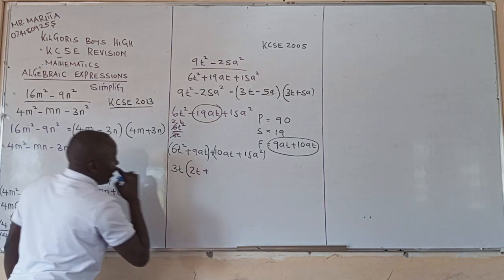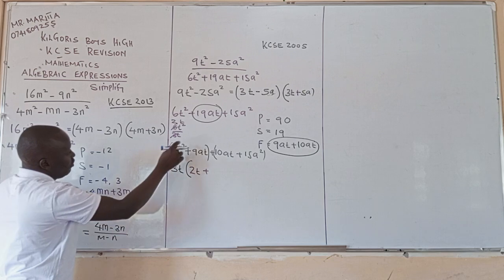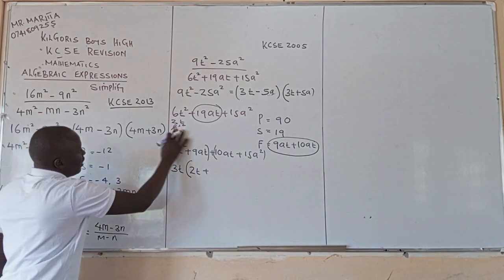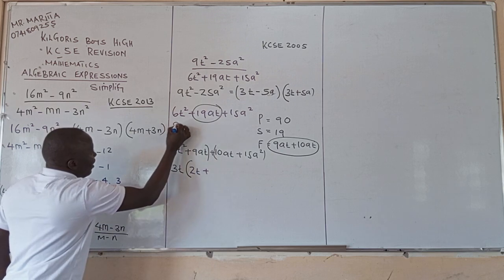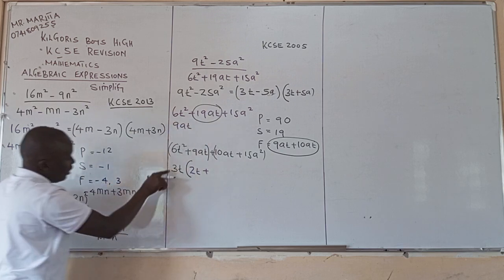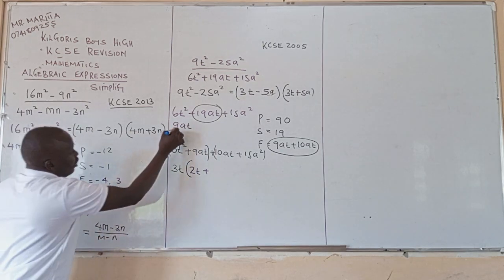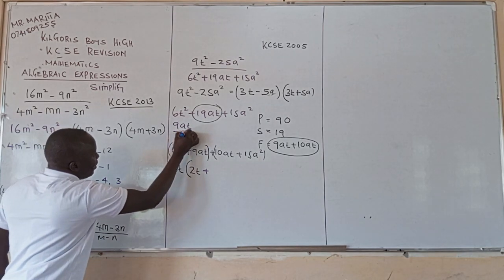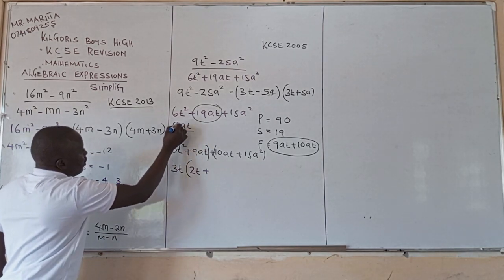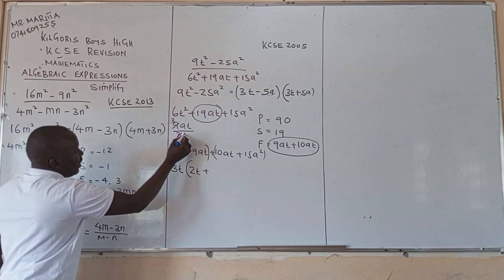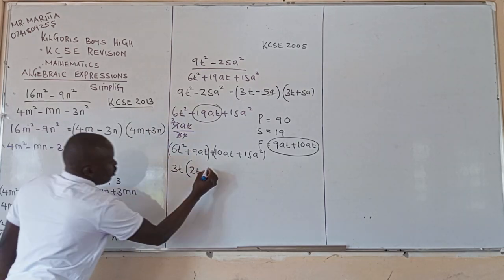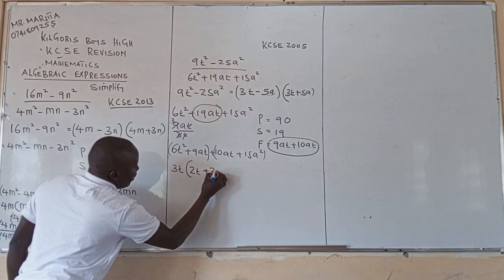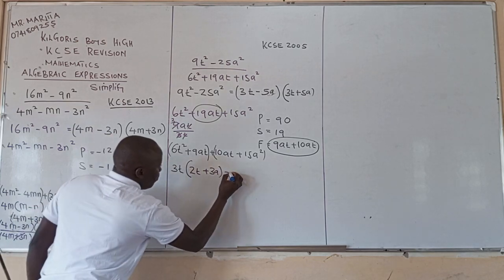Then plus, if you take 9at divided by 3t, we divide 9 by 3, 3 times, then t will cancel with t, so you remain with 3a. So in this case here you have 3a like this. Then you plus again.